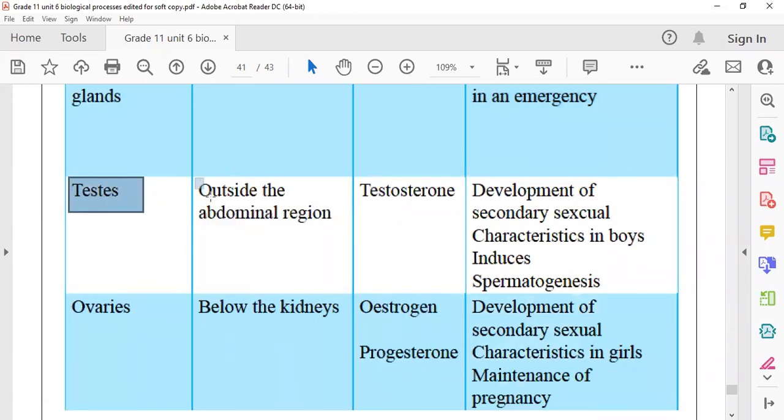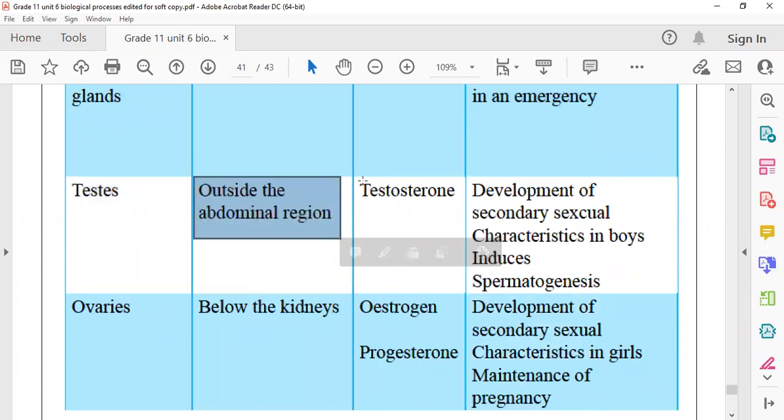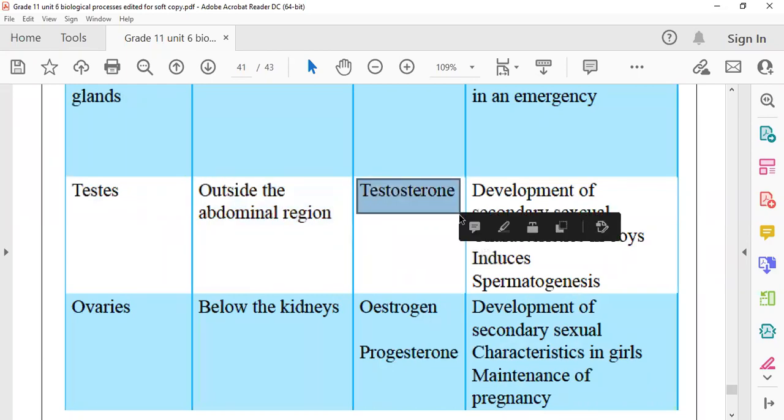Next it is the testis. The testis is located outside the abdominal region in a male. And what is the hormone secreted by it? Read the name.